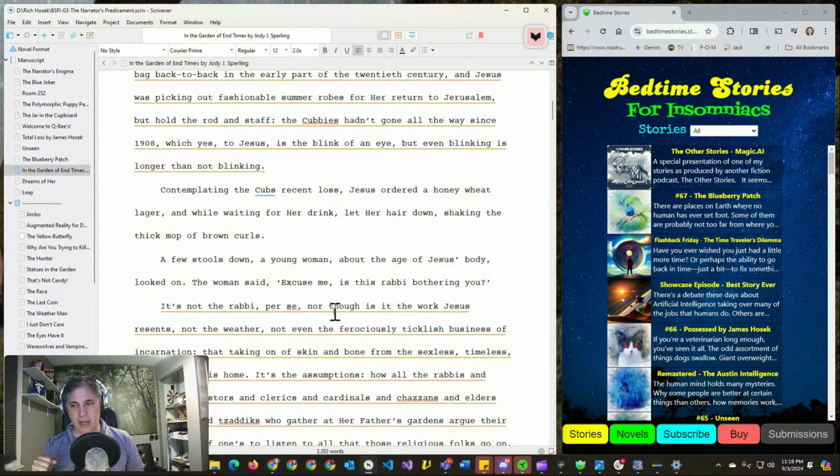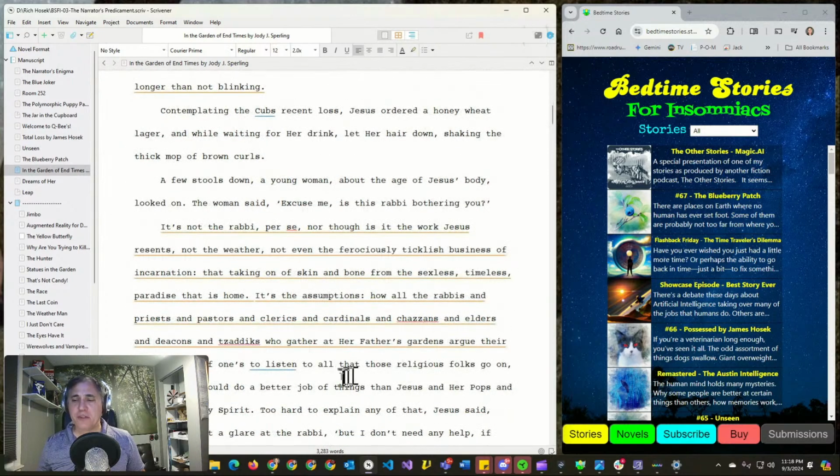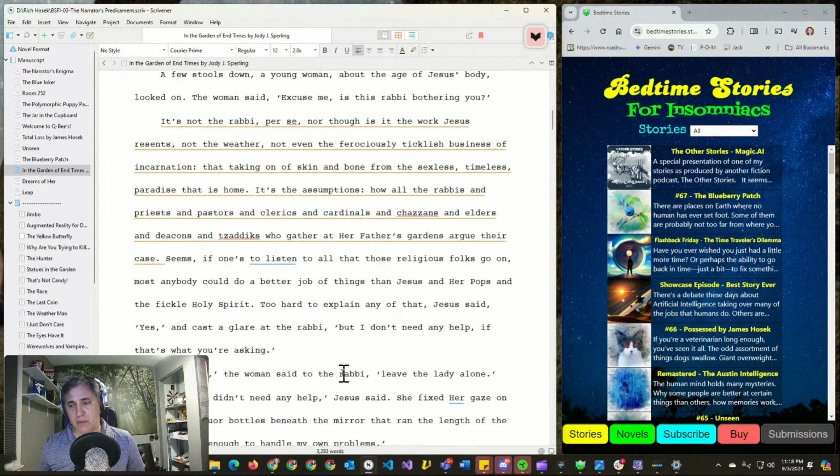It's not the rabbi per se, nor, though, is it the work Jesus resents. Not the weather, not even the ferociously ticklish business of incarnation, that taking on of skin and bone from the sexless, timeless paradise that is home. It's the assumptions that all the rabbis and priests and pastors and clerics and cardinals and chazans and elders and deacons and zaddiks who gather at her father's gardens argue their case. Seems, if one's to listen to all those religious folks go on, most anybody could do a better job of things than Jesus and her pops, and that fickle Holy Spirit.